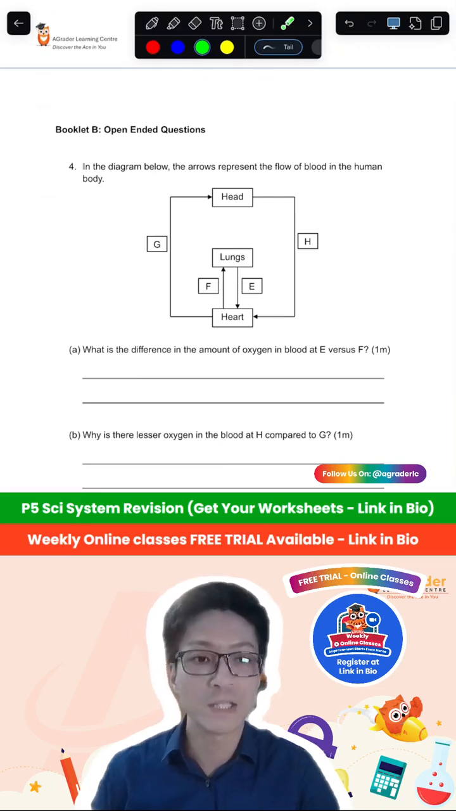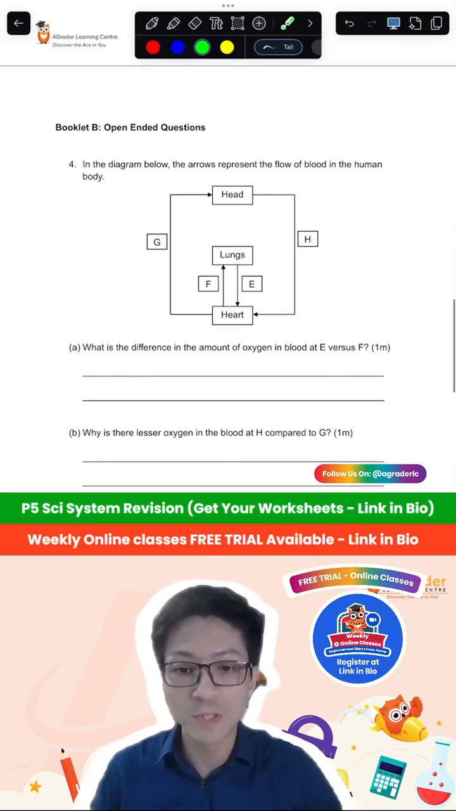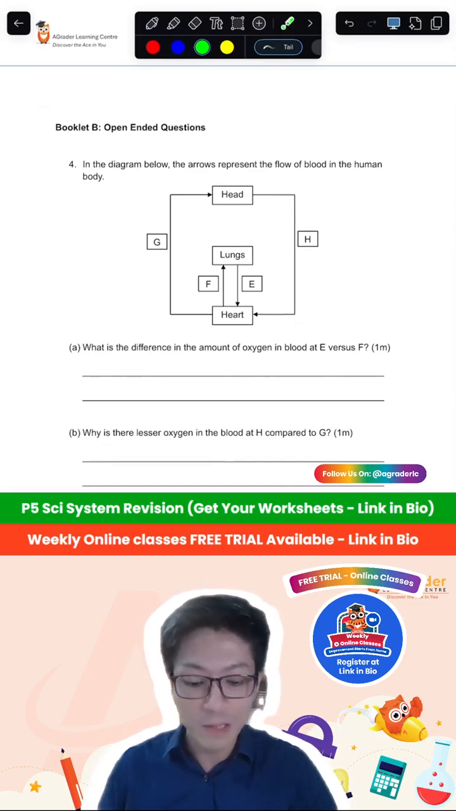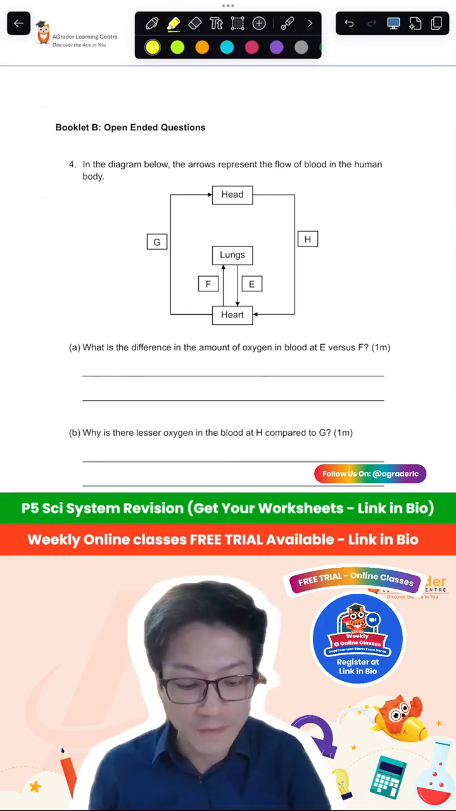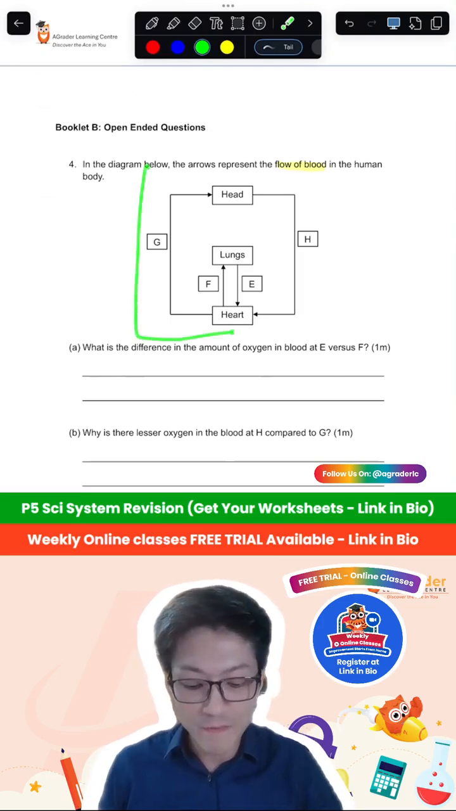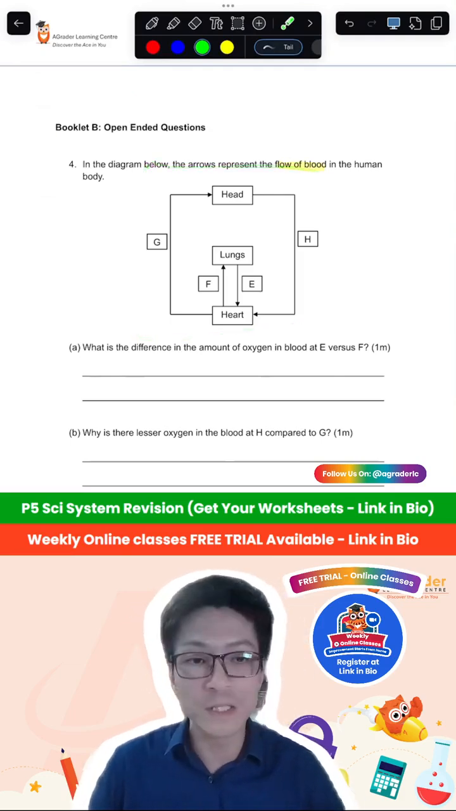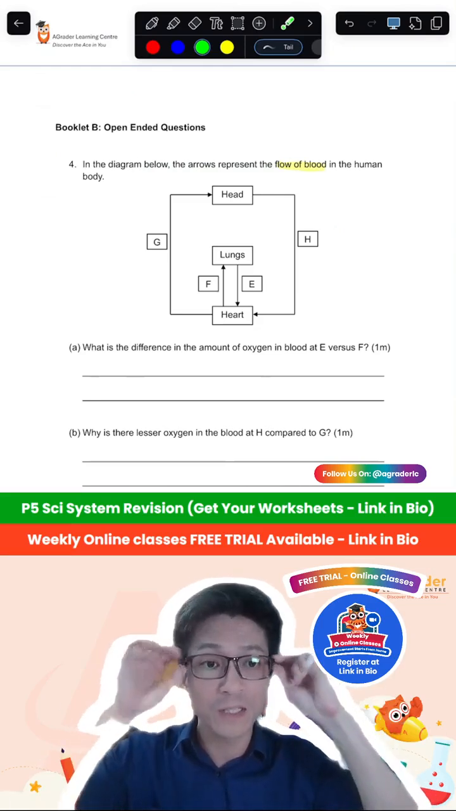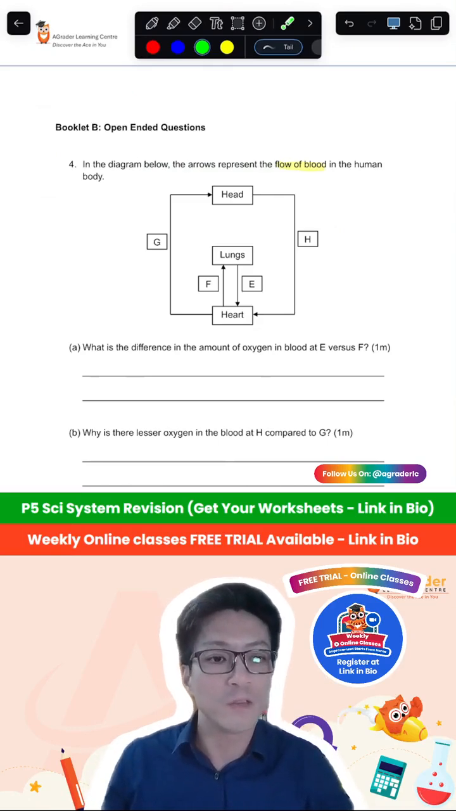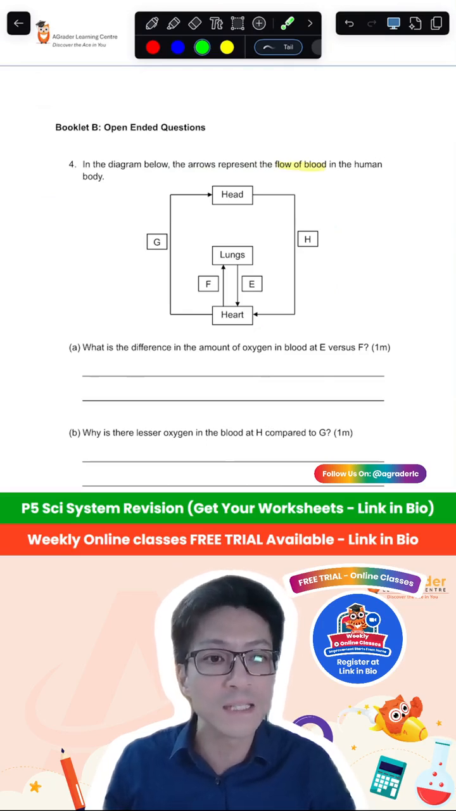The OEQ section shouldn't be difficult also. So let's start with question 4. In the diagram below, the arrows represent the flow of blood in the human body. By now, you should be very familiar with this combination of respiratory system and circulatory system. Is this a P5 question? Yes, this is part of your P5 system question. It can also appear in P6.